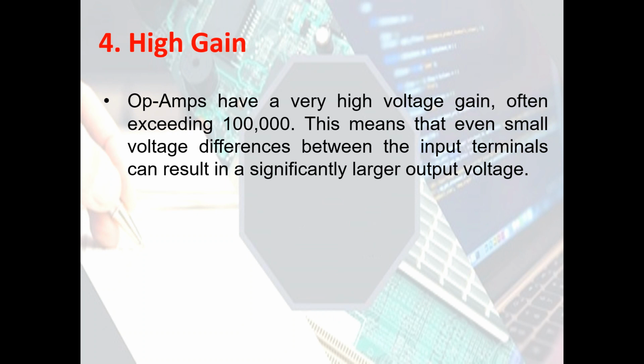High gain in an op-amp means that the device can significantly increase the magnitude of the input voltage. A high gain allows the op-amp to provide substantial amplification, making it suitable for applications where a small input voltage needs to be magnified to a larger output voltage.